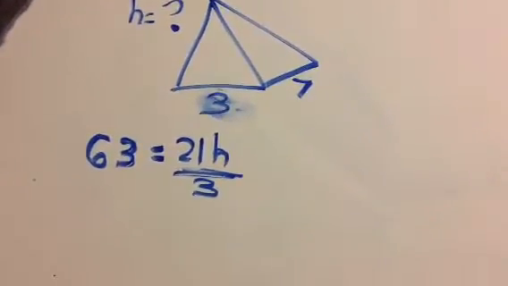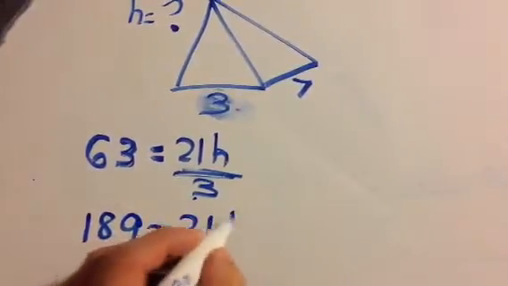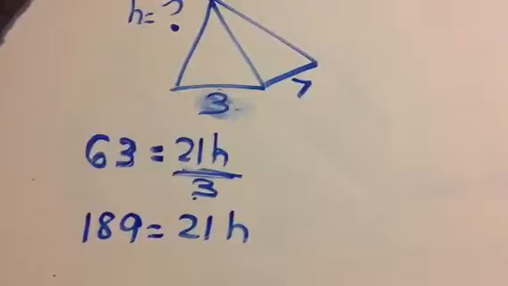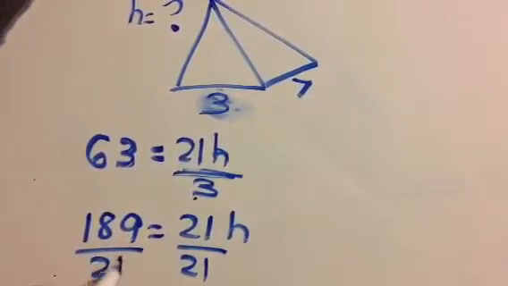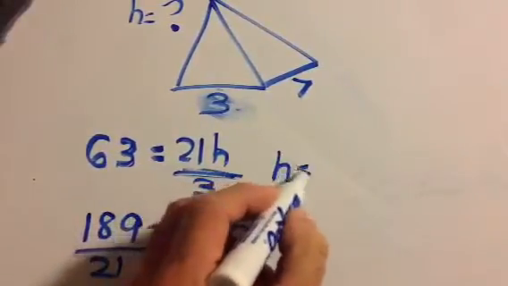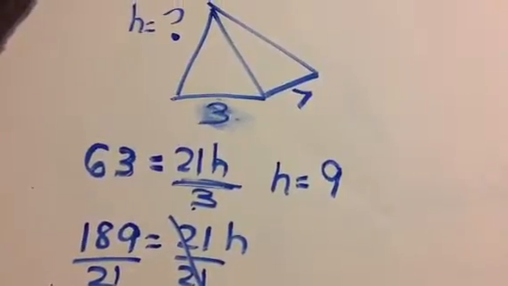Okay, so let's bring this up a little bit. So 63 times 3 is 189. So we have 189 equals 21H. Now we'll perform a little algebra here. We'll just divide out the 21 to isolate the H. Whatever you do to one side, you do to the other side. Okay? And 189 divided by 21 gives us H being 9. So that's how we found H.